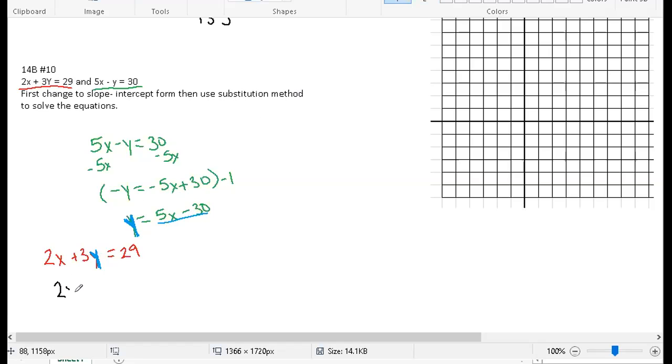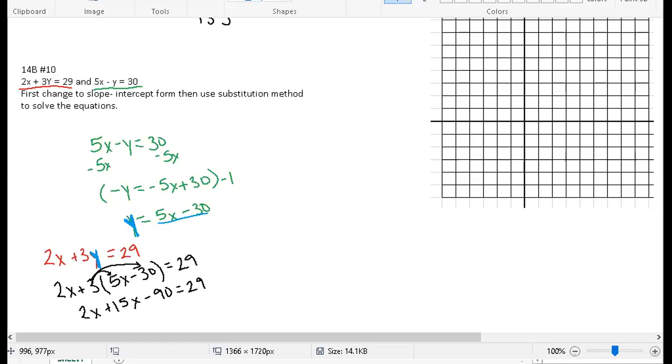So I can say that 2x plus 3 times everything that's y over here, 5x minus 30, is equal to 29. So the first thing I need to do is this parentheses. Now I can't subtract in here, but I have something multiplied, so I need to do that first. So 2x plus 15x minus 3 times 30. Don't forget to distribute this to both of them. So 3 times negative 30 is negative 90, equal to 29.